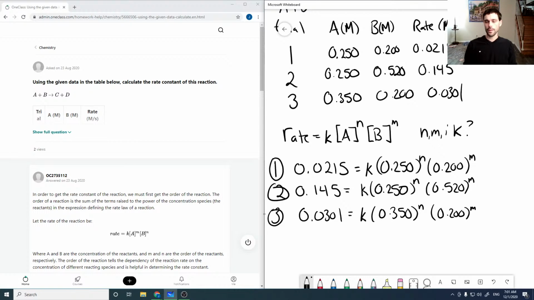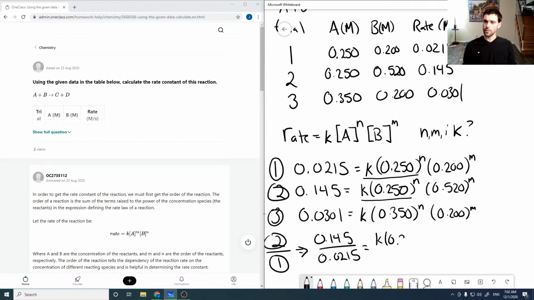Okay, so to go about starting this, we basically need to find two equations that we can divide by one another to get rid of the most things so we can solve it. So if we look at 1, we have K times 0.250 to the N. If we look at 2, we have K times 0.250 to the N. And so if we divide these two, those factors will cancel. So 2 divided by 1 is 0.145 over 0.0215 equals K. I'm just going to write them out completely so you can see.